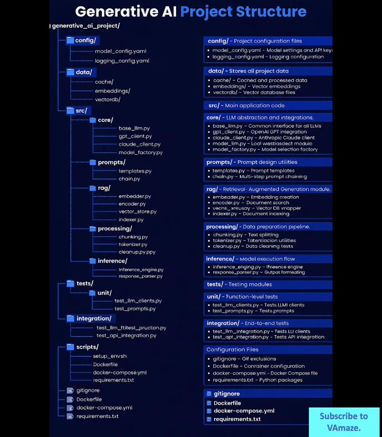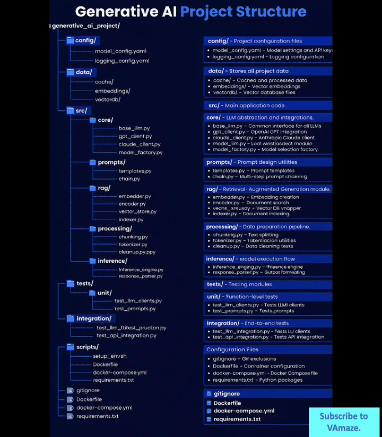The Scripts directory contains your operational tooling. Setup_env.sh configures your environment variables and dependencies. Dockerfile defines your container image, ensuring consistent deployment across environments. DockerCompose.yaml orchestrates multiple services: your application, vector database, monitoring tools. Requirements.txt lists all Python packages your project depends on.